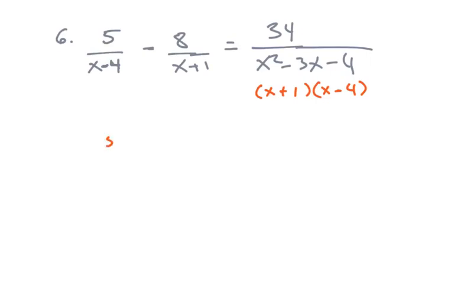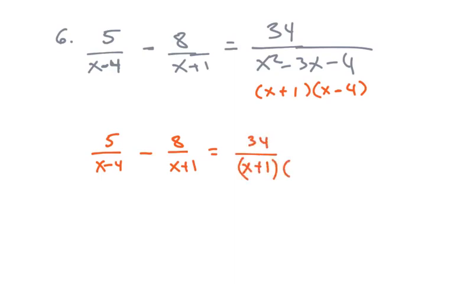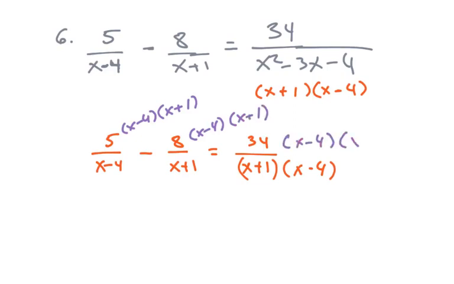So let me rewrite this. We have 5 over x minus 4 minus 8 over x plus 1 equals 34 over x plus 1 times x minus 4. And remember, the goal is to get rid of the fraction. So how do I get rid of the fraction? I'm going to multiply both sides by x minus 4 times x plus 1. So I'm multiplying everything by x minus 4, x plus 1.